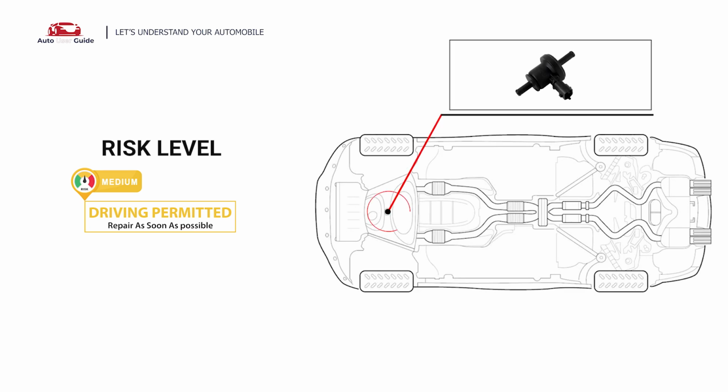This engine code indicates that the PCM has detected a low voltage condition in the EVAP purge control valve circuit, suggesting a potential issue with the system that prevents fuel vapors from escaping into the atmosphere. Under this circumstance, short-distance driving is permitted, but your vehicle should be repaired as soon as possible.